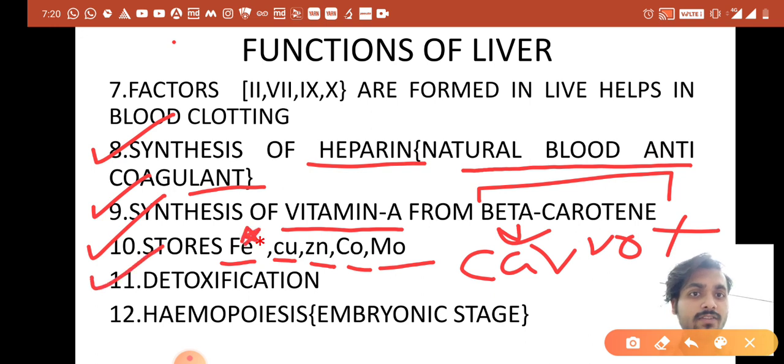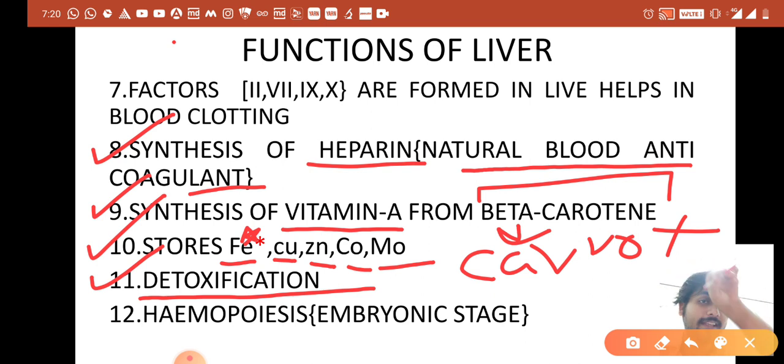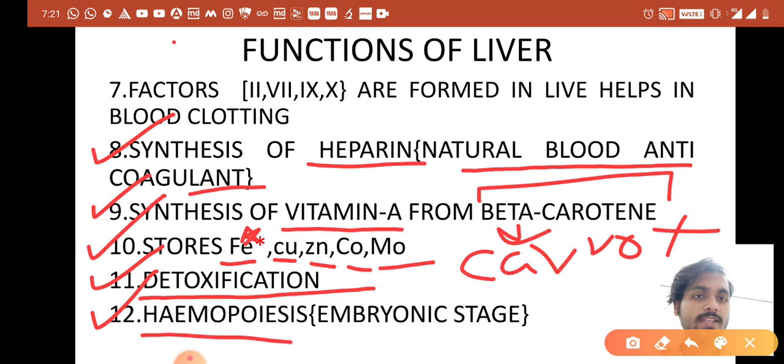Then the 11th function of liver is detoxification. Whenever we take any medicine, it is detoxified by which organ? By liver. Then the last function of liver is hemopoiesis. Liver also makes RBC in the embryonic stage, not in adult stage. So these all are about the functions of the liver.